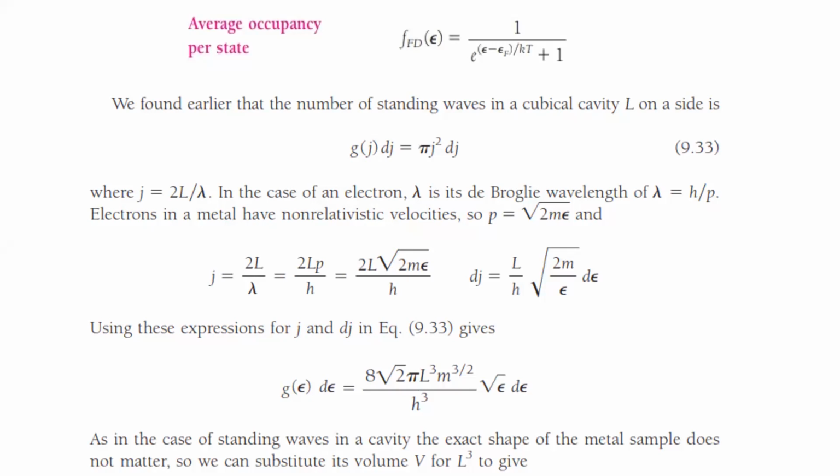So as in the case of standing waves in a cavity, the exact shape of the metal sample does not matter. What did we do in a cavity? We said there is a cavity. Did we speak about what should be the cavity, how it should be, which kind of volume it must have, which kind of shape it must have? No. There in that cavity also, while considering standing waves, we simply said that in a cavity, standing waves exist, and let us now move forward considering its wavelength, and we deduced many things out of it. Similarly here, the exact shape of this metal sample does not matter, and we can substitute its volume V for L cubed, right? And then what do we get?